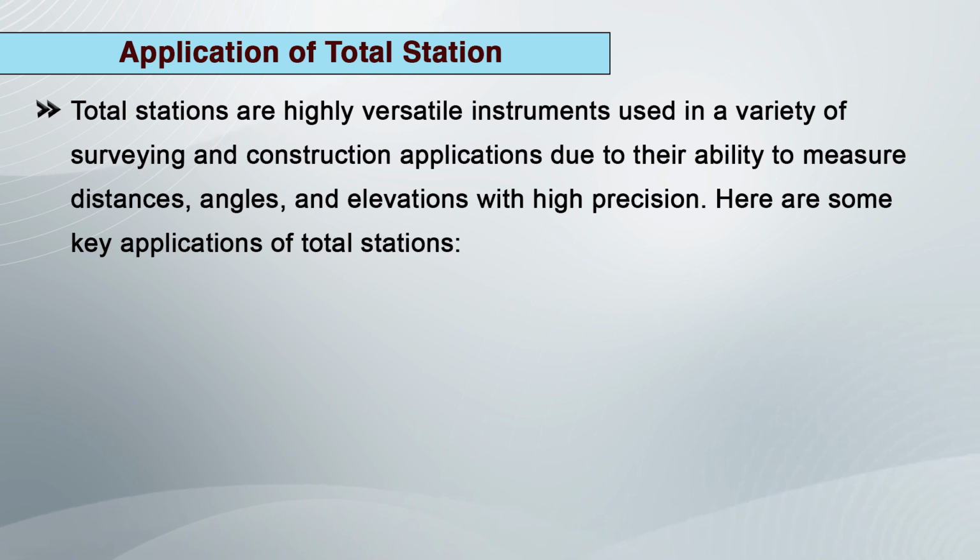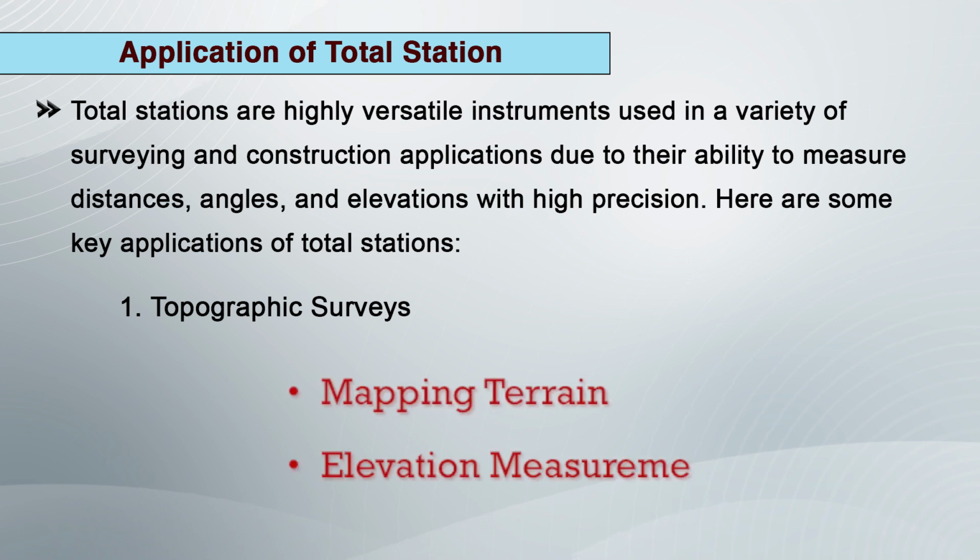Due to their ability to measure distance, angle and elevation with high precision, here are some of the key applications of total station. The first application of total station is topographic survey. In topographic survey, mapping terrain, total stations are used to measure and map the contours and features of the land. This data is essential for creating topographic maps, which are used in planning and design processes.